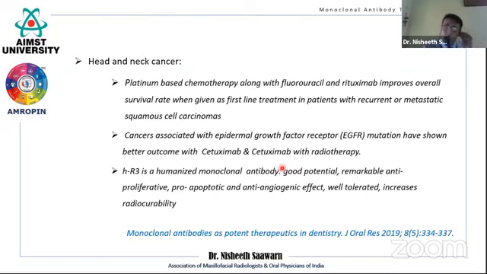Okay, and HR3 is a humanized monoclonal antibody which has good potential, with remarkable anti-proliferative, pro-apoptotic and anti-angiogenic effects. So it can be used in squamous cell carcinoma because it increases the radiocurability of the tumor. It is well tolerated and has fewer adverse effects. So this medicine is being tried, and hopefully it will be available soon. So this was about use in head and neck cancer and oral medicine.